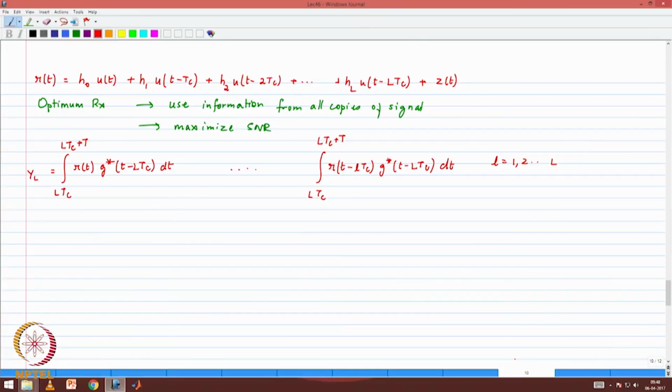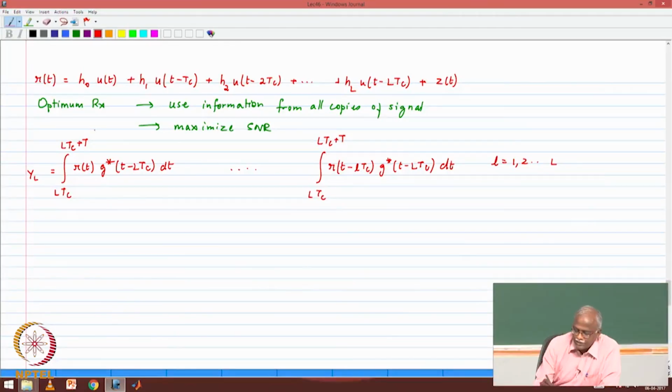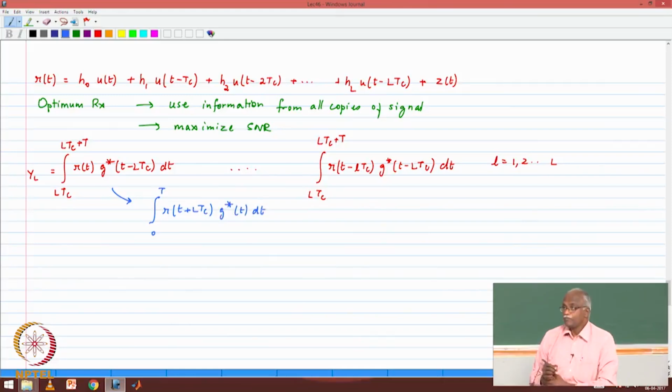Okay, so let me just write one term. In the interest of time, I want you to try writing the rest of it. This expression can also be equivalently represented as integral 0 to T of r of t plus LTc, g star of t dt. Actually this is a much nicer form for us to work with, because intuitively we like to integrate from 0 to T. So now write down the expression for this.